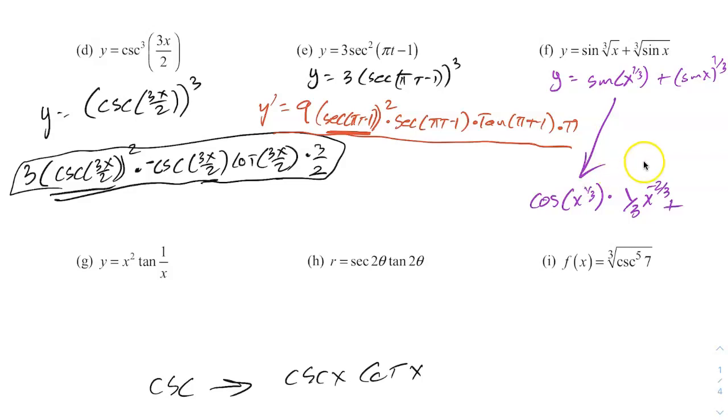Then plus derivative of this one. So in this one, kind of same idea, but the outside is actually the 1/3. So bring it down, subtract 1 off, I'm going to get 1/3, leave the inside alone, times by derivative of the inside. Derivative of sine is cosine.